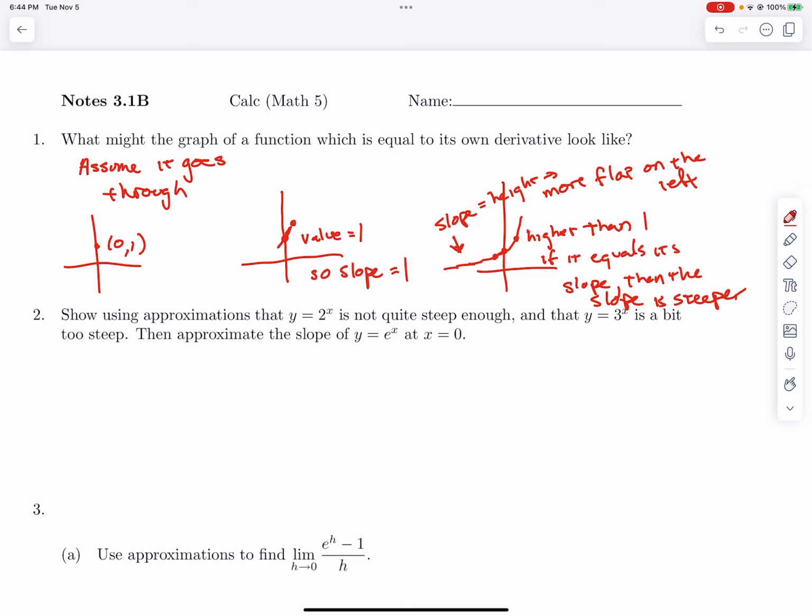You may ask why I didn't have it go through the origin. If it goes through the origin, the height is 0, the slope is 0, it's going to keep staying on the x-axis and be the constant function 0, which is equal to its own derivative.